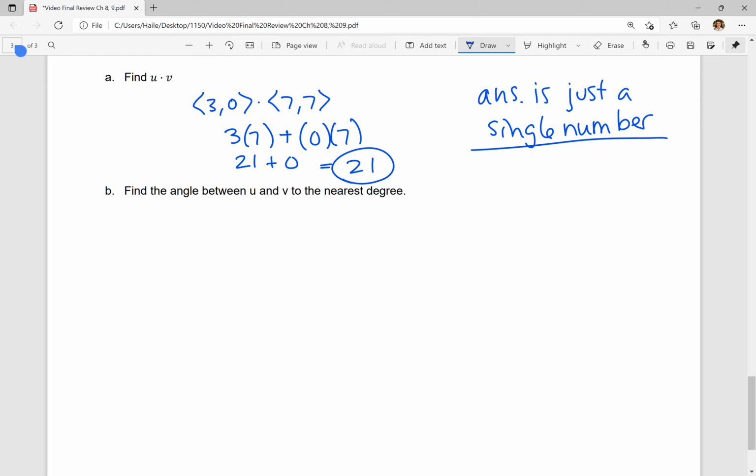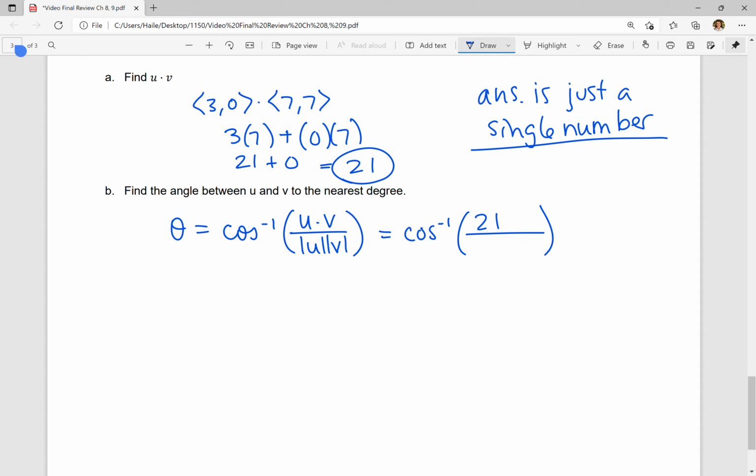And then finally, we're going to find the angle between u and v to the nearest degree. So to find the angle between two vectors, we use the formula theta is equal to the cosine inverse of u dot v over the magnitude of u times the magnitude of v. So we already know u dot v is 21 from the previous part, so we can go ahead and sub that in, and all we have to do now is find the magnitudes of the two vectors.